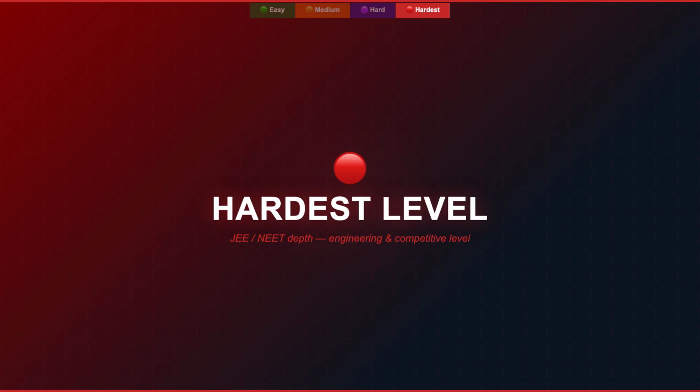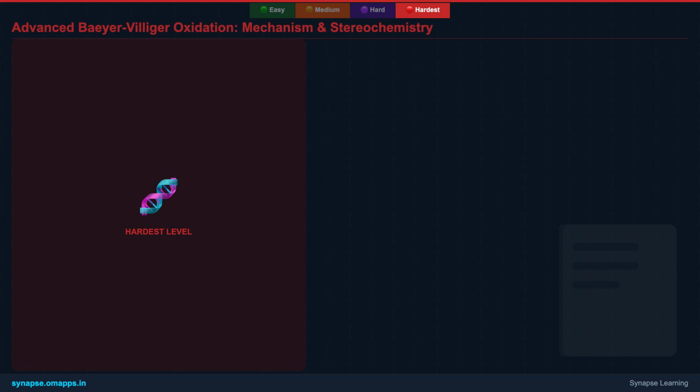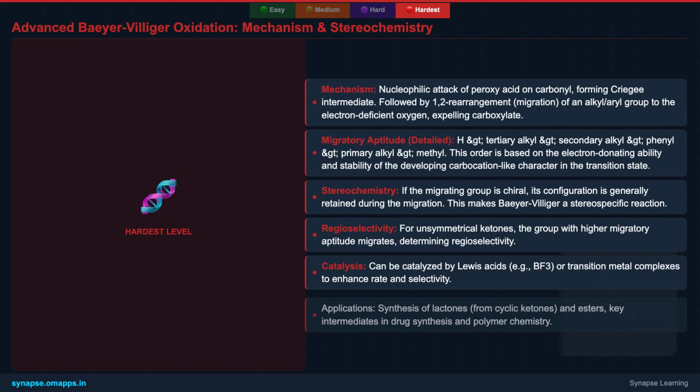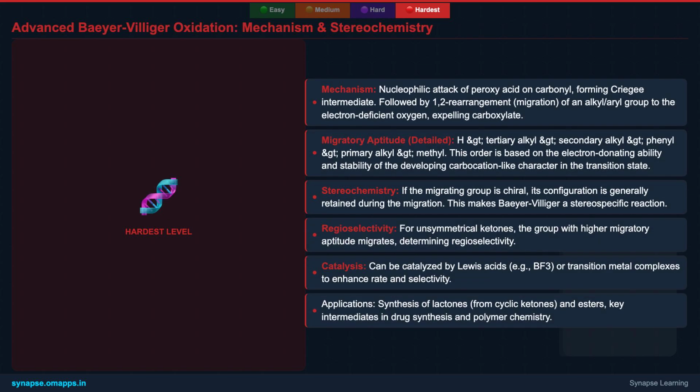We are now venturing into the most advanced aspects of aldehyde and ketone oxidation, crucial for competitive exams and a true understanding of chemical synthesis. Let's unravel the intricate details of the Baeyer-Villiger oxidation mechanism. It begins with the peroxy acid, a strong electrophile, attacking the nucleophilic carbonyl carbon. This forms a tetrahedral intermediate, often called the Criegee intermediate.